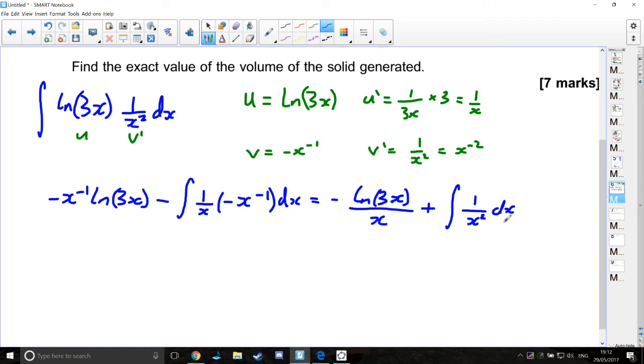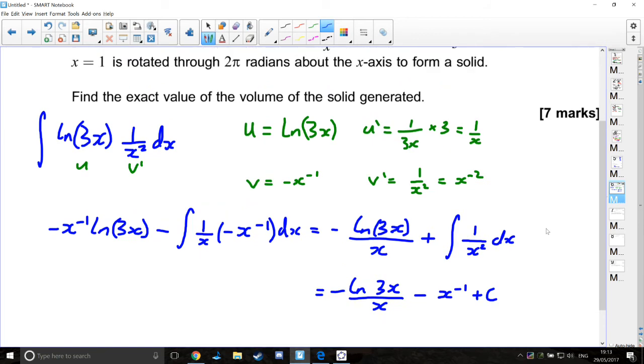And what's quite nice about this is we've already integrated that before. That's minus x to the minus 1. So our answer is minus ln 3x over x minus x to the minus 1. And let's not forget our dear friend, the constant plus c. Right, so that's our integration by parts.